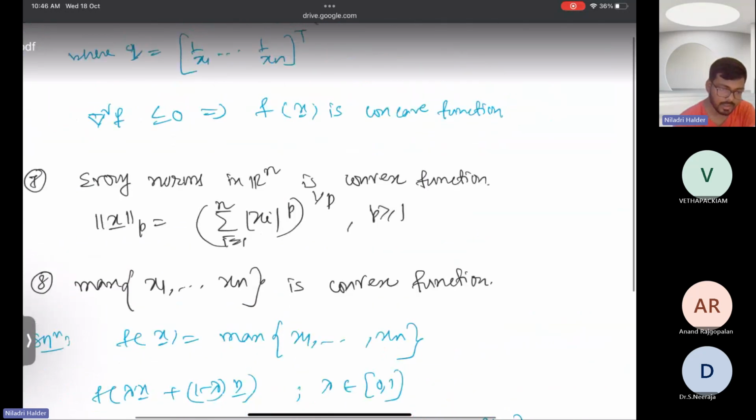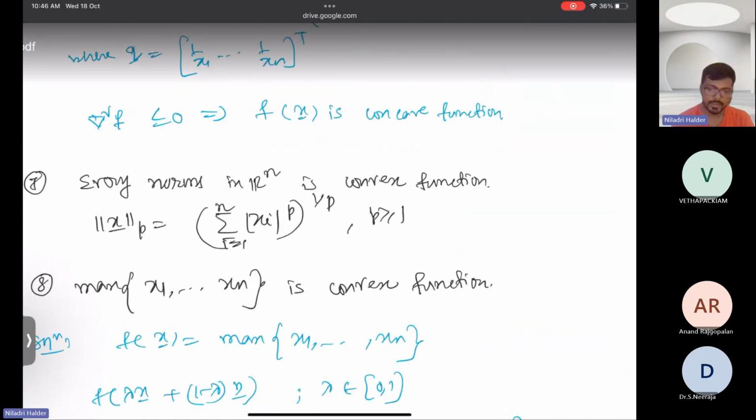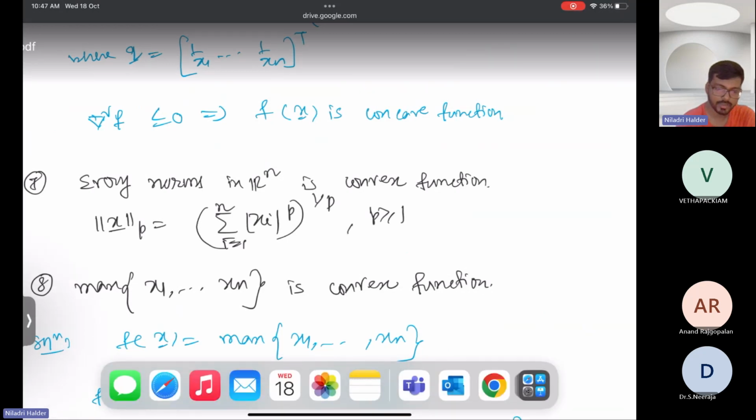It's a lengthy question, and every norm in R power n is convex function. That is also one observation, where p is greater than or equal to 1. The maximum of x1 to xn is also a convex function. The proof is shown here.